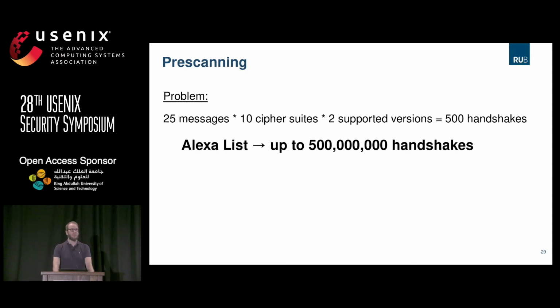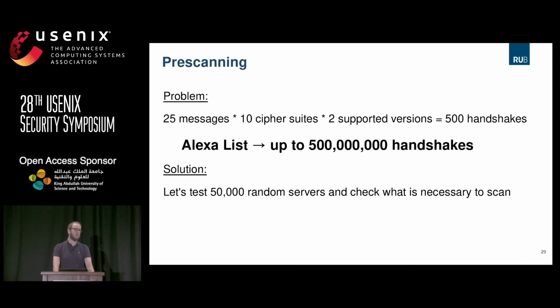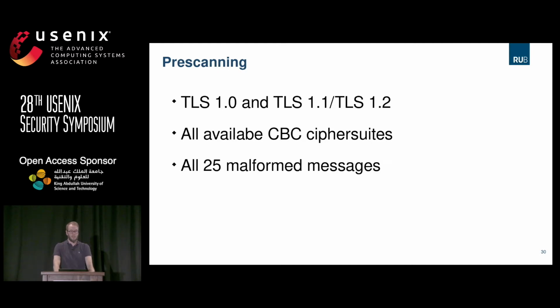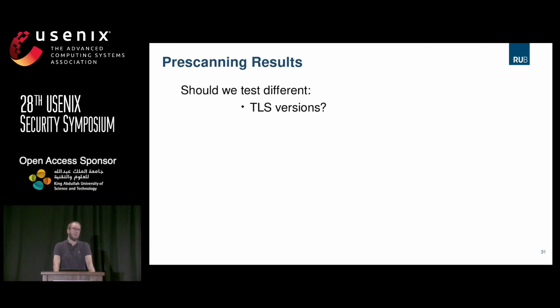So what we came up with is a pre-scanning technique. We tested 50,000 random servers on the internet which responded on port 443 and tested what is actually necessary to scan. Is it necessary to scan TLS 1.0, 1.1, and 1.2, or is it enough if we scan just one of them? We tested with all available cipher suites and all 25 malformed messages. The pre-scanning results: is it necessary to scan with different versions? Yes. Some servers are only vulnerable on TLS 1.0 or only on TLS 1.2, while they still support the same cipher suite on the other version.